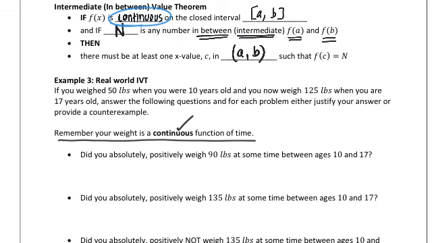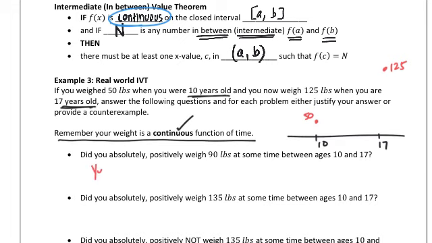10 and 17? Well, if you look at the way this question is set up, you can think of 10 years to 17 years as a stretch of time, right? This is a stretch of x values, 10 to 17, right? And we're saying you weighed 50 pounds, right? So your y is up at 50 when you are 10 years old, and you're up at 125 when you're 17 years old. So did you absolutely positively weigh 90 pounds at some time between ages 10 and 17?